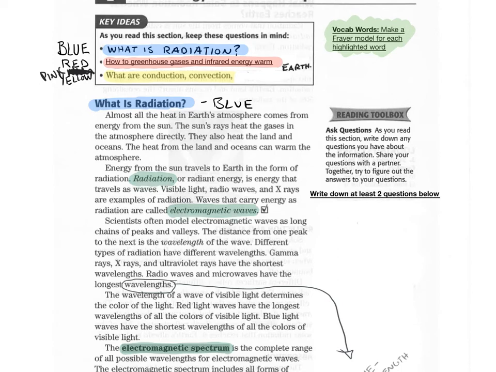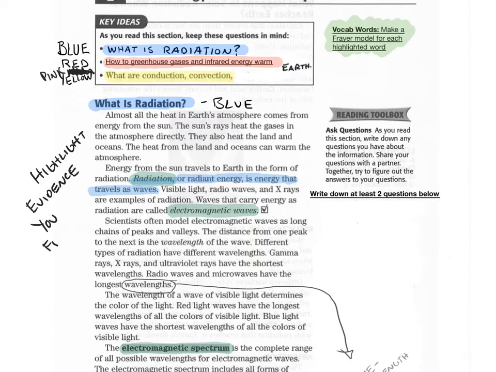It says, energy from the sun travels to Earth in the form of radiation. Radiation, or radiant energy, is energy that travels as waves. So that's our blue question. What is radiation? We want to find a sentence that helps answer that question. And right here is a sentence. Radiation, or radiant energy, is energy that travels as waves. So the first thing you're going to do is highlight that in blue. So highlight evidence when you find it.